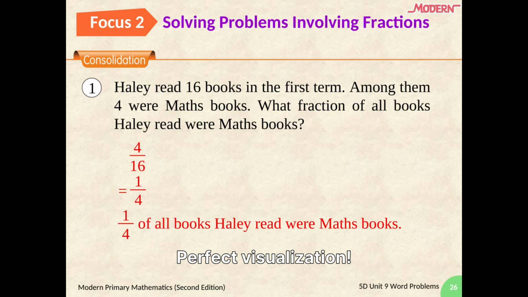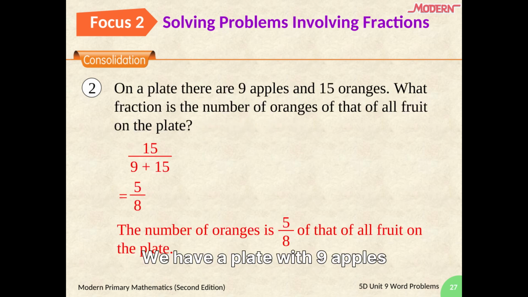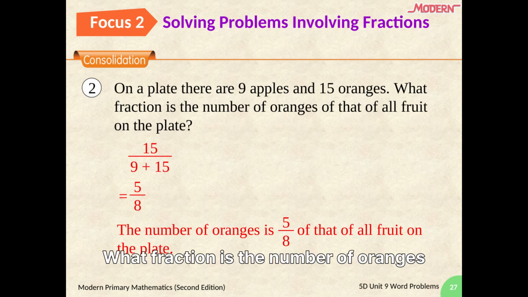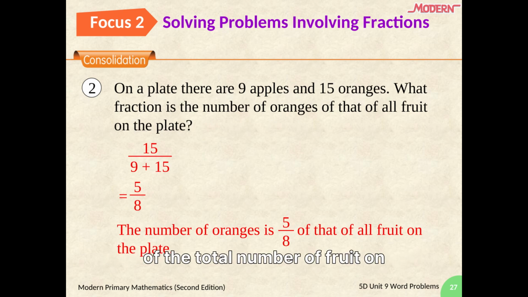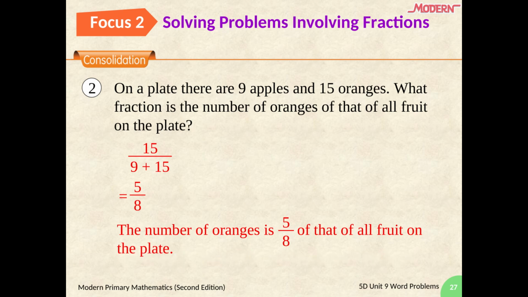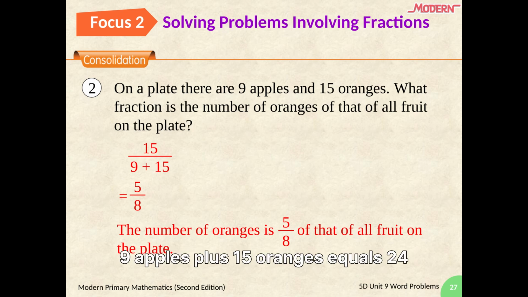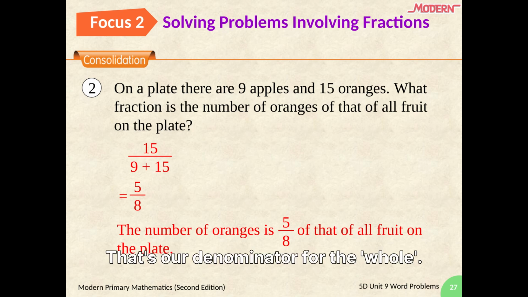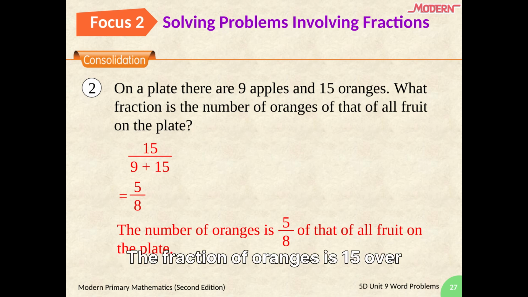Perfect visualization. Page 27. We have a plate with 9 apples and 15 oranges. What fraction is the number of oranges of the total number of fruit on the plate? Thinking way. First, we must find the total. 9 apples plus 15 oranges equals 24 pieces of fruit. That's our denominator for the whole. The fraction of oranges is 15 over 24.